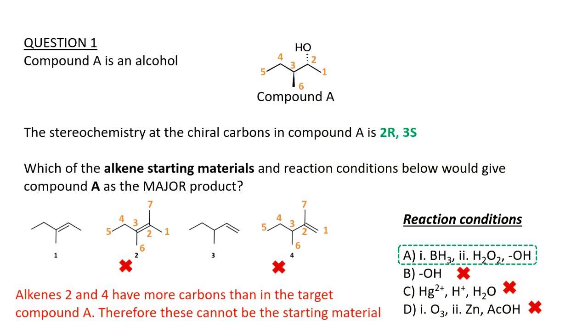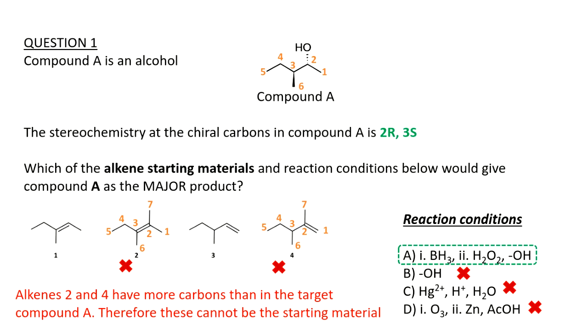So, if we look at compound A, it has 6 carbons. And if we look at our starting alkenes, we see that alkene number 2 and alkene number 4 have 7 carbons each. So already we can eliminate alkenes number 2 and 4. Those will not work as our starting reagents. So that leaves us with alkene number 1 and alkene number 3.